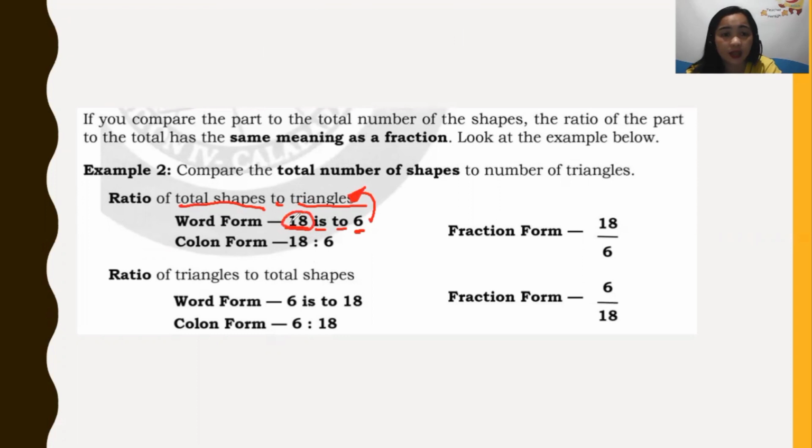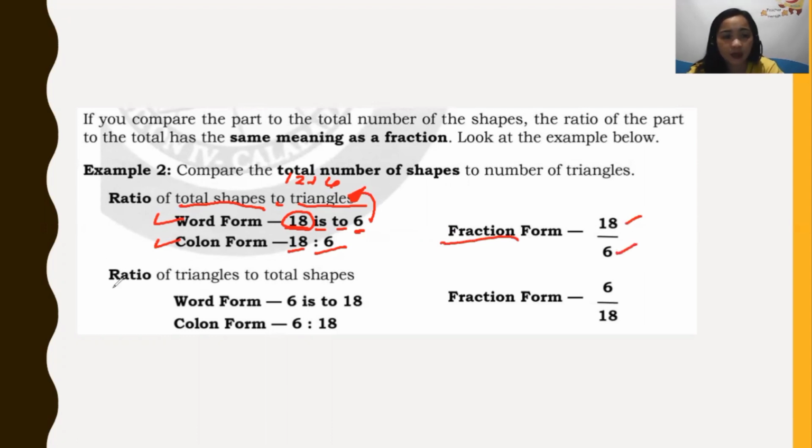Where did we get 18? That is the circle, which is 12, plus triangle, which is 6. That is 18. This is in word form. Next is the column form. We have 18 is to 6. And the fraction form is 18 is to 6 also.